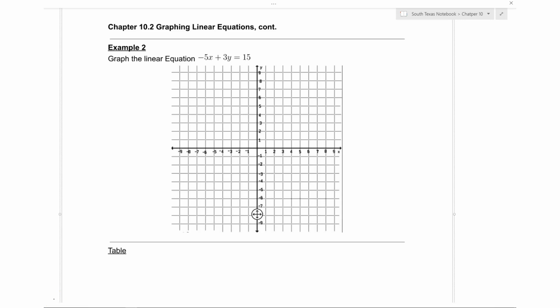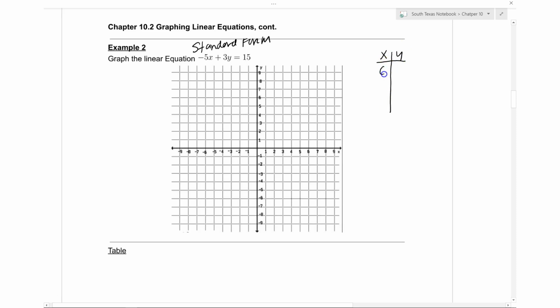We're going to continue graphing with example 2. Just like example 1, we're going to graph this linear equation. And we notice that it's in standard form. You might be asking, how do I know it's in standard form? Well, the x and the y are going to be on one side of the equation. In this case, it's on the left side. What I'm going to do is create a table and generate these points.